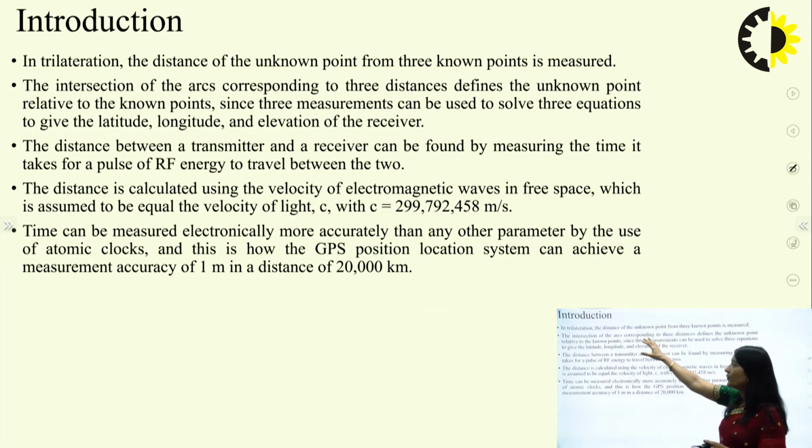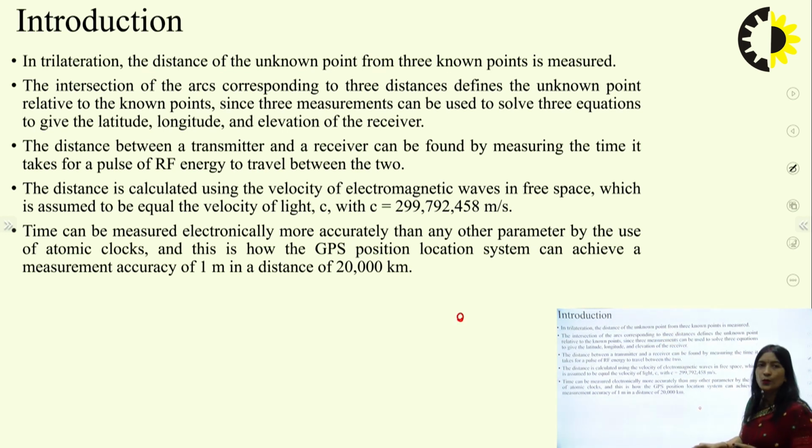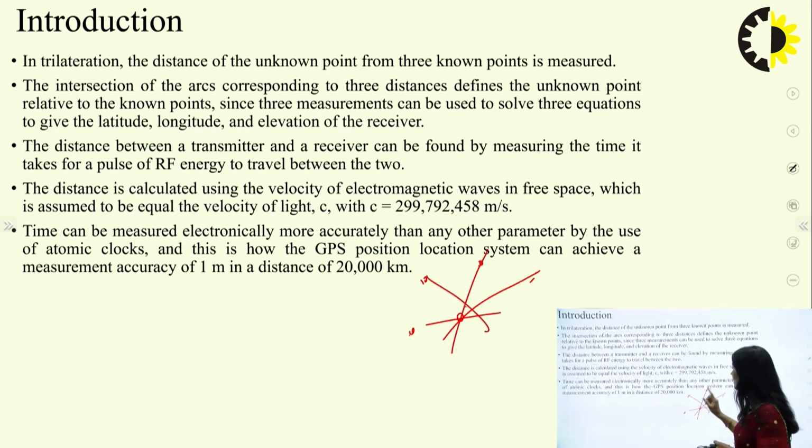So what is this trilateration? In trilateration, the distance of an unknown point from 3 known points is measured. So there is one unknown point, for which I need to find the location. So the distance of this one unknown point can be measured with the help of the positions of 3 known points. And the intersection of arcs will give you the point where your GPS receiver is located. So the intersection of arcs corresponding to 3 distances defines the unknown position relative to the known points.